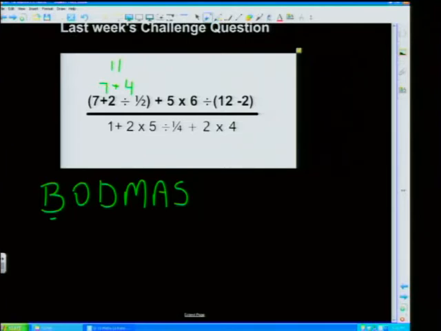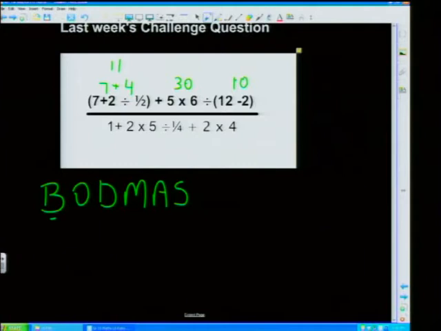And that's my one bracket. Then I'm going to do the second bracket, which is 12 minus 2. And the answer to that is 10. Right, now I'm going to carry on with the sum, and I'm just doing the top at the moment. I'm looking for multiplications. 5 times 6 is 30.